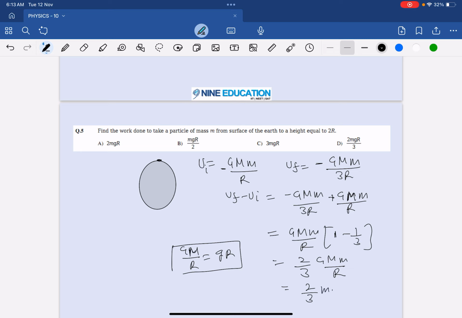This is g equals GM by r square relation. Correct? So it is going to become GM by r, it is going to become mgR. So this is my change in potential energy, and it is also my work done by the external force. So which option is correct for me? It would be 2 by 3 mgR. Correct? Option D will be correct. All right. Now what is the next question?